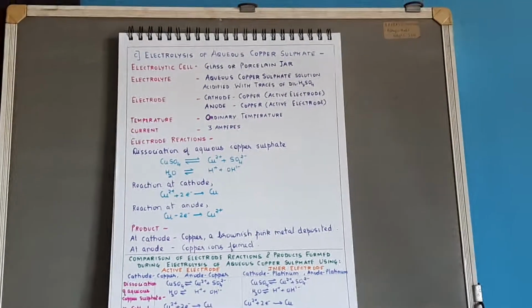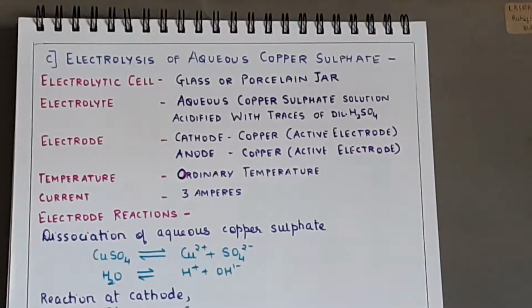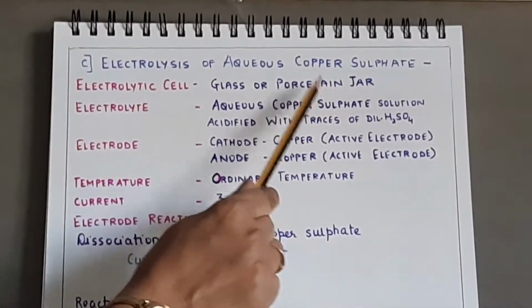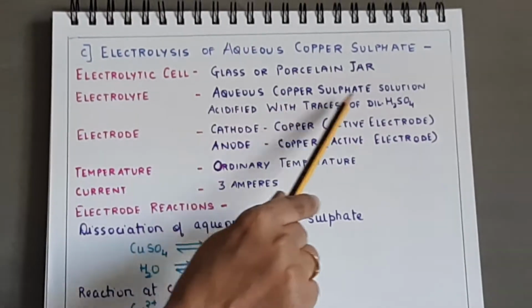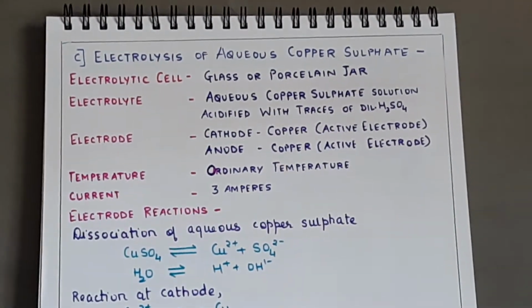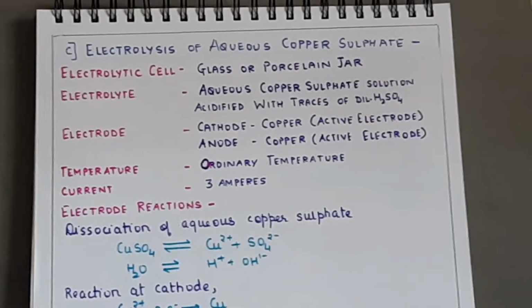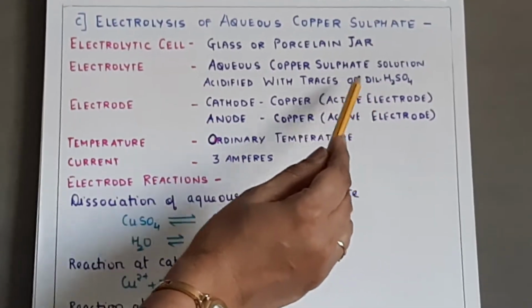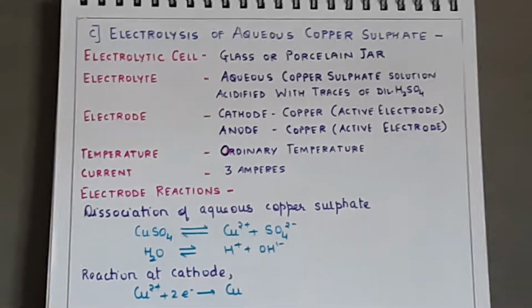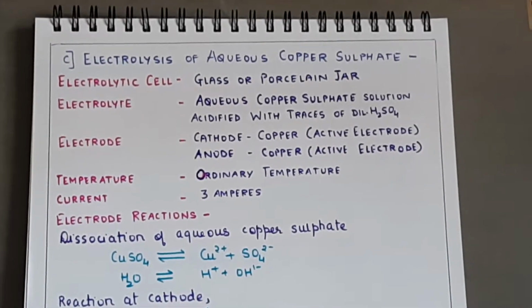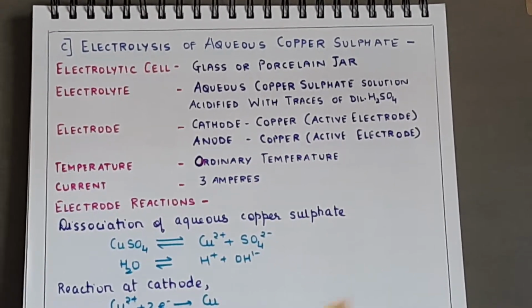Okay, now next we are going to discuss electrolysis of aqueous copper sulfate. The electrolytic cell consists of a glass or a porcelain jar. Electrolyte is aqueous copper sulfate solution. Now here also we are adding traces of dilute sulfuric acid. The role of dilute sulfuric acid here is that it will enhance the process of electrolysis, and secondly it will prevent the hydrolysis of the copper sulfate solution, meaning the decomposition of copper sulfate in water. Yes, hydrolysis means the decomposition in water. Hydro is water and lysis is breakdown.